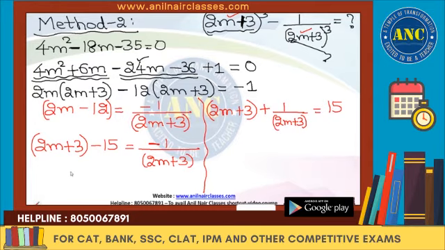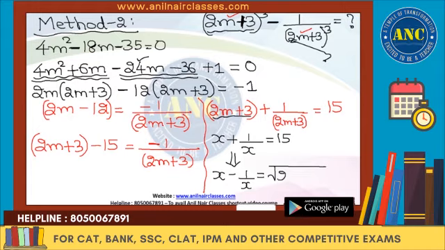Now to avoid confusions, just do one simple thing, 2m plus 3 put it as x. That means they are giving you x plus 1 by x value as 15, and they are asking you x cube minus 1 by x cube value. But if I want to get x cube minus 1 by x cube value, I should not have x plus 1 by x. I should have x minus 1 by x. So x plus 1 by x, if I know it as 15, x minus 1 by x will be square root of 15 square minus 4. 15 square minus 4 is 221. That means x minus 1 by x is root 221.